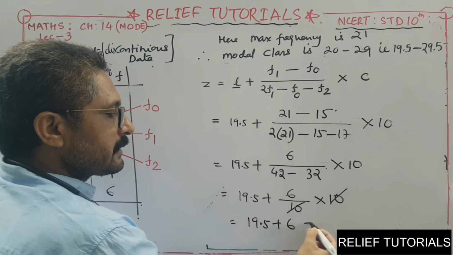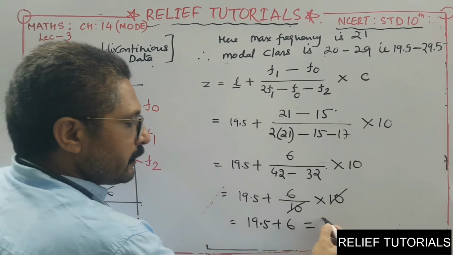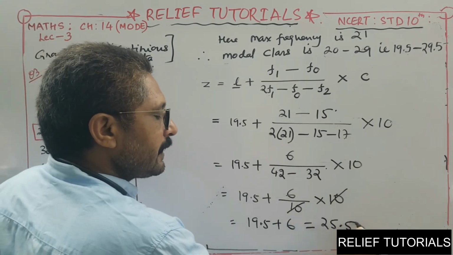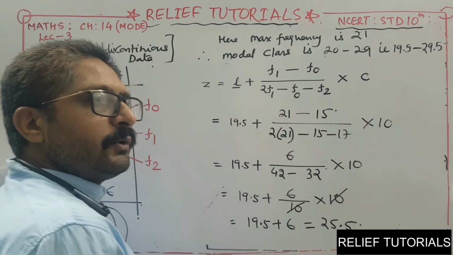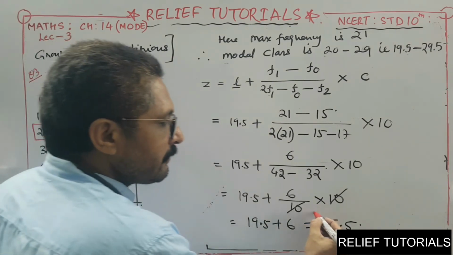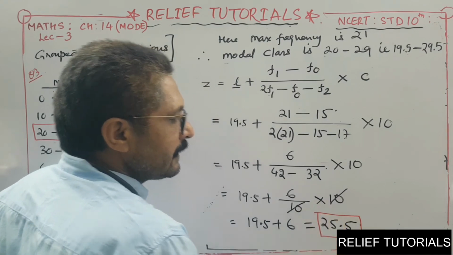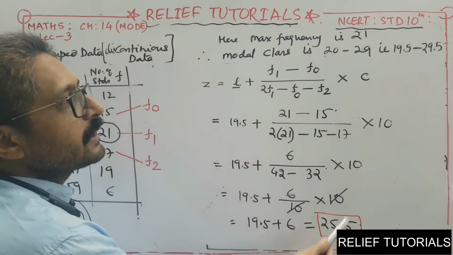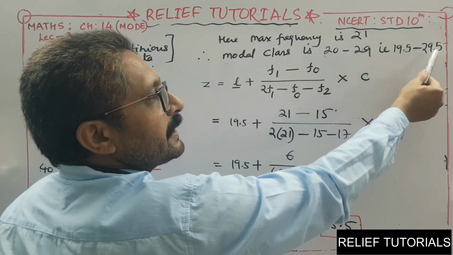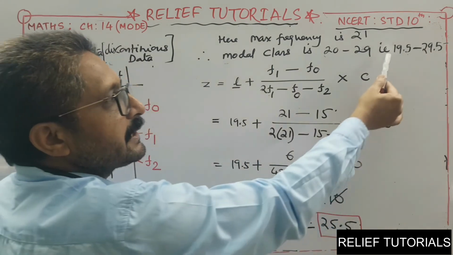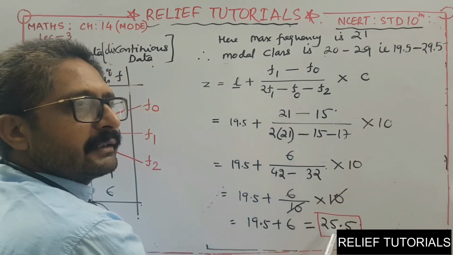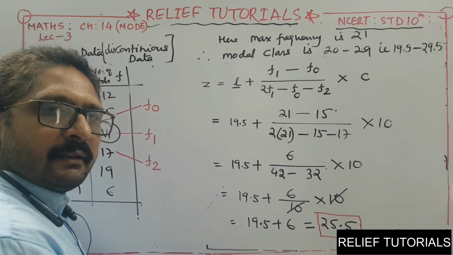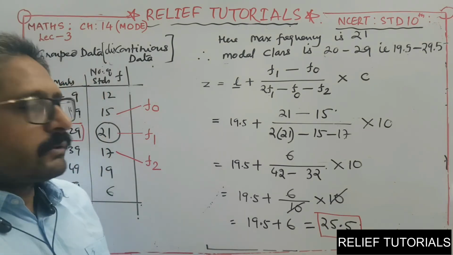19.5 plus 6 equals 25.5. So this is our mode. 25.5 is our mode. It lies somewhere in the modal class 19.5 to 29.5, somewhere in between. That is our mode. Clear? So thank you very much.